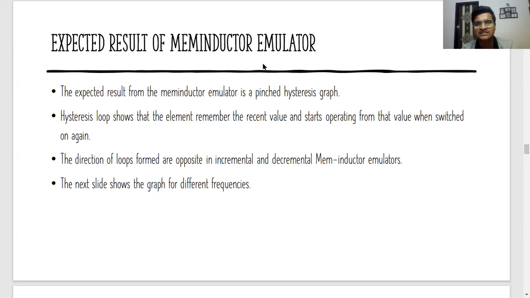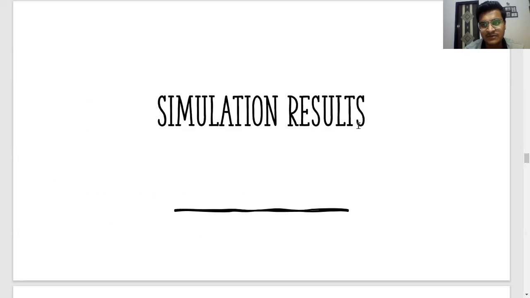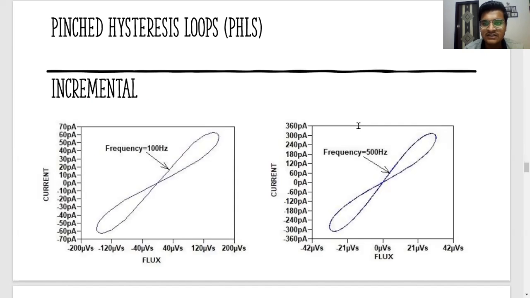The result which we expect is a pinched hysteresis loop, which I'm going to show in the next slides. The hysteresis loop shows that the element remembers the recent values and starts operating from that value when switched on again. So we have plotted the graphs for different frequencies, and it is done for both the incremental and decremental MEMELEMENTS emulators. Now the simulation results: you can see these for the incremental MEMELEMENTS emulators, and the frequencies are given in the graph. This is the current by flux graph.